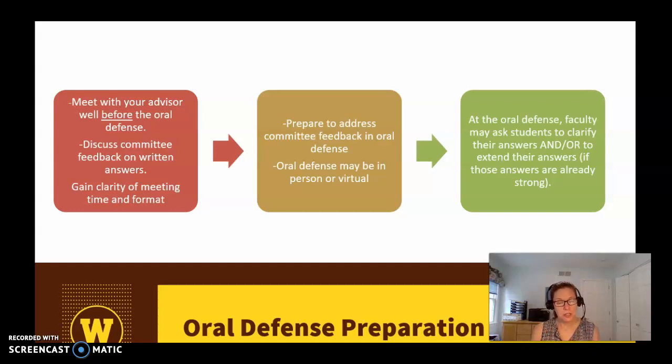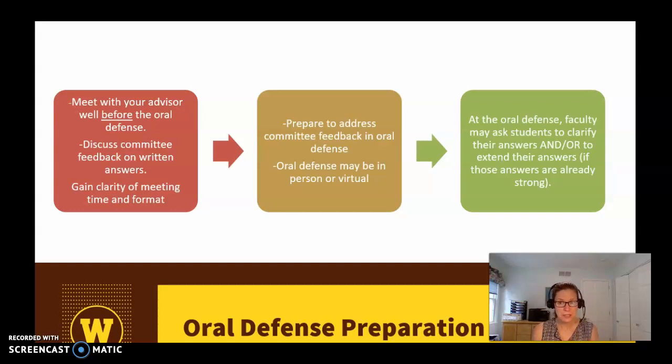So you get to your oral defense meeting, your advisor will give you your responses to refer to. You already have your notes from the previous preparation meeting, and the committee will begin with giving you feedback and asking you questions about your exam items. Each committee is slightly different, so I'm going to defer to your advisor to let you know how he or she will run this particular meeting.